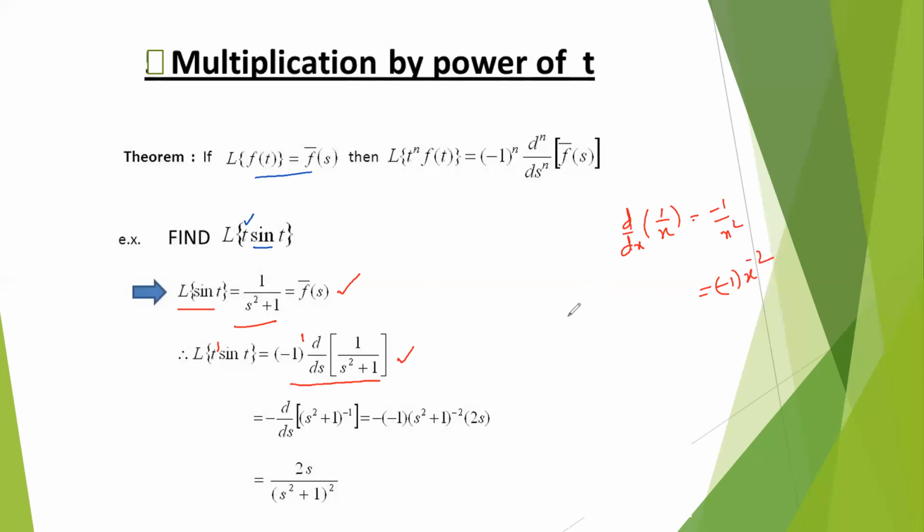The same thing will be applied for this 1 by s square plus 1. Treating s square plus 1 as x, it can be written as s square plus 1 whole power -1, whose differentiation is -1 into s square plus 1 whole power -2, similar to -1 into x power -2. And the inner differentiation of s square plus 1 is 2s.